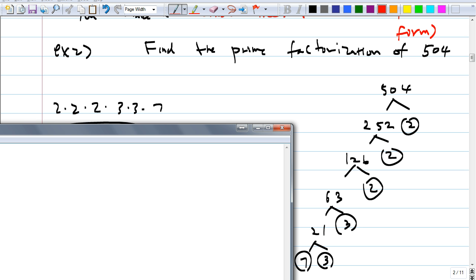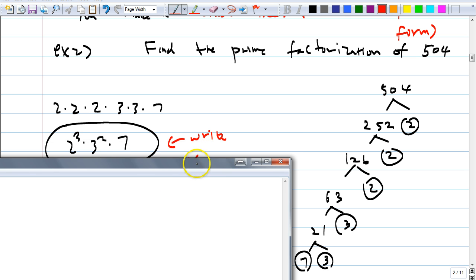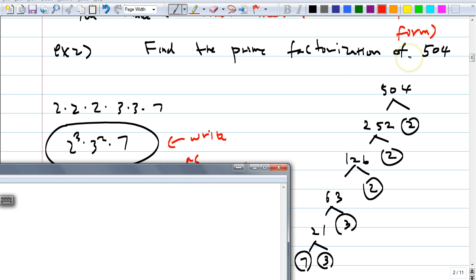Now I want you to write this in what kind of form? Exponential form. Who could tell me how to write this in exponential form? Alvin? 2 cubed times 3 squared times 7. Yeah. And of course, if you multiply all these numbers together, you get 504. Does that make sense? Any question?